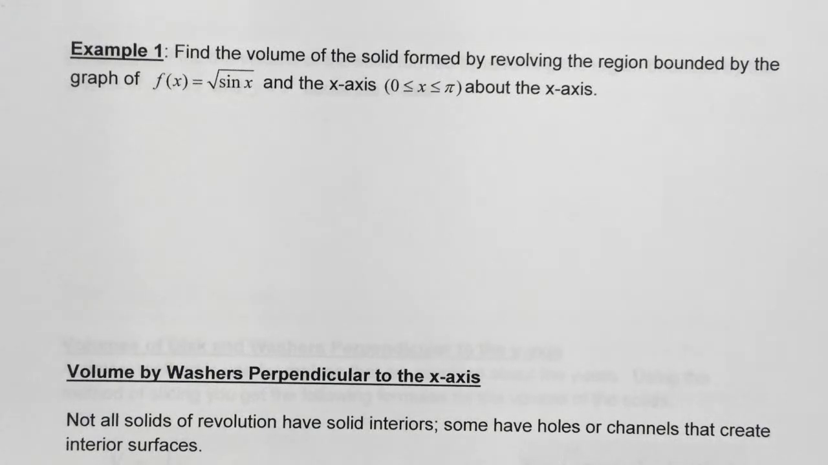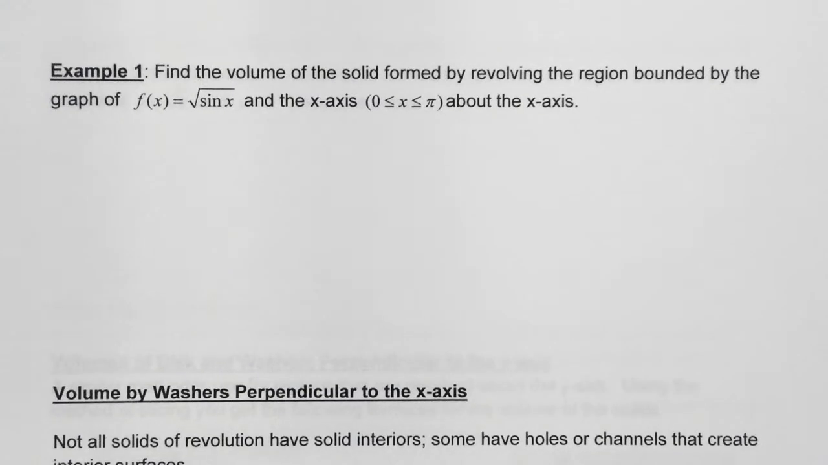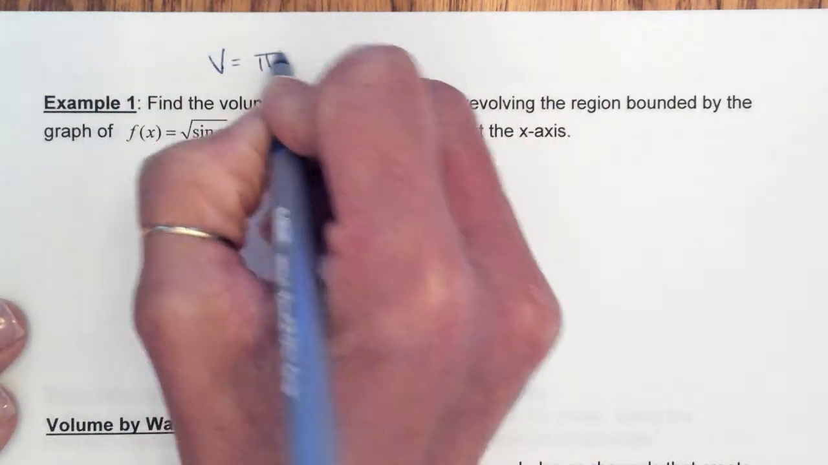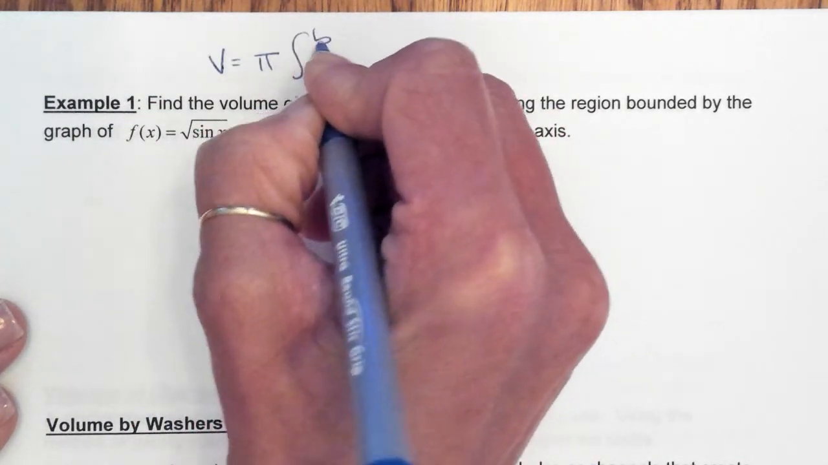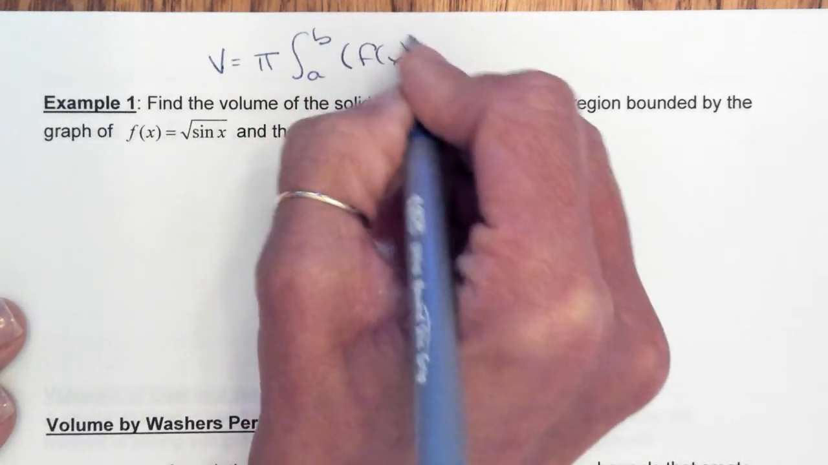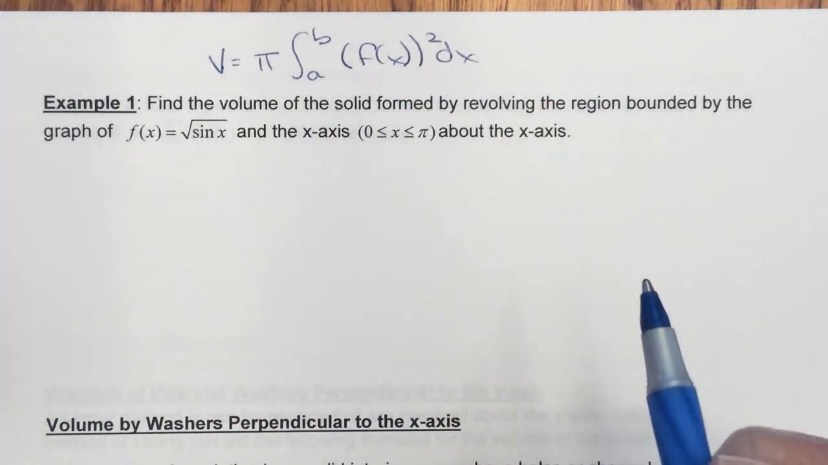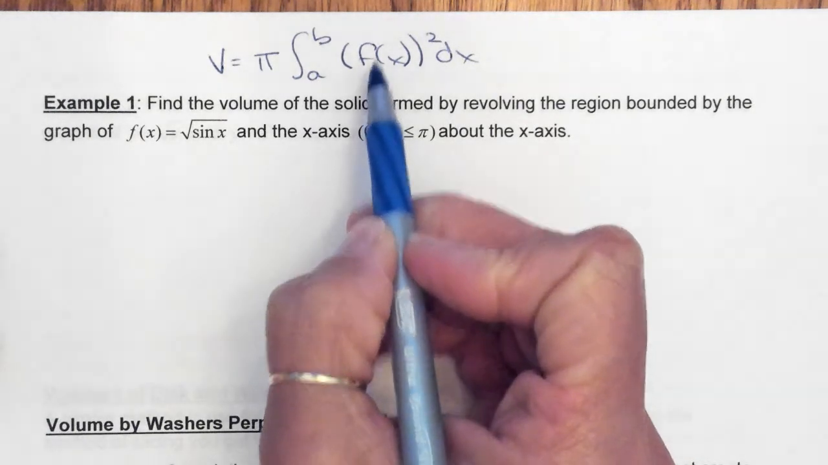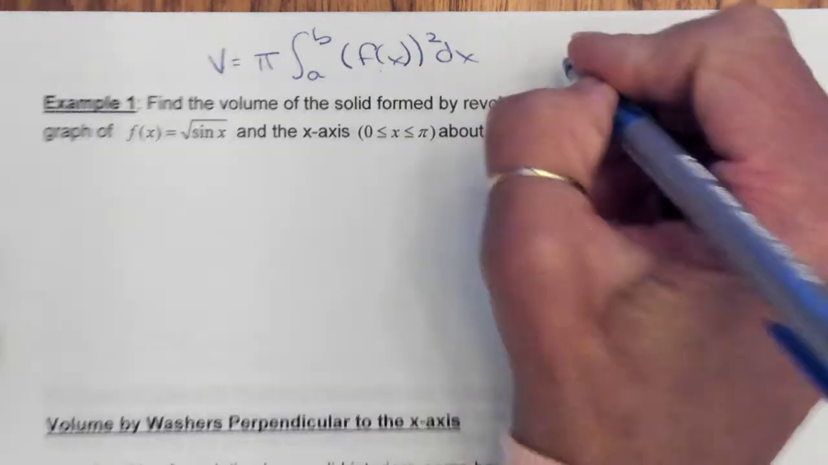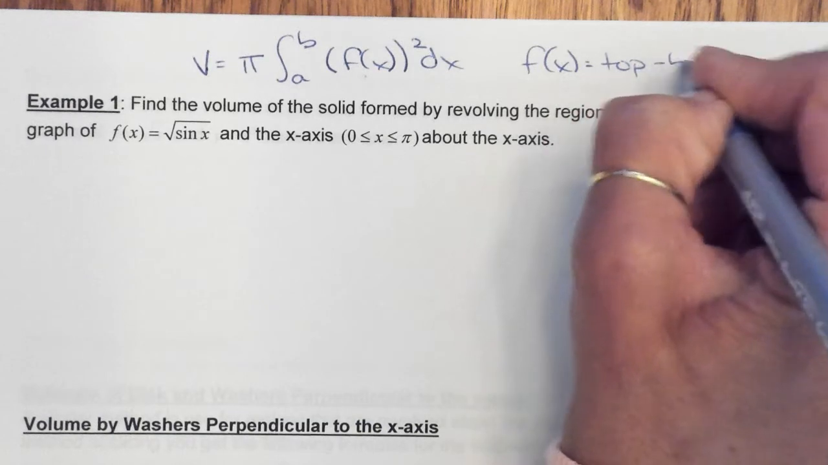Okay, so page 13, we're going to use the formula that we just derived, which is the volume is equal to pi times the integral from a to b, which are your bounds, of f of x squared dx. Now remember, when you're dealing with the revolution being and the slice being perpendicular to the x-axis, this is still technically top minus bottom. So if you want to think of f of x being equal to the top minus the bottom, that is okay.